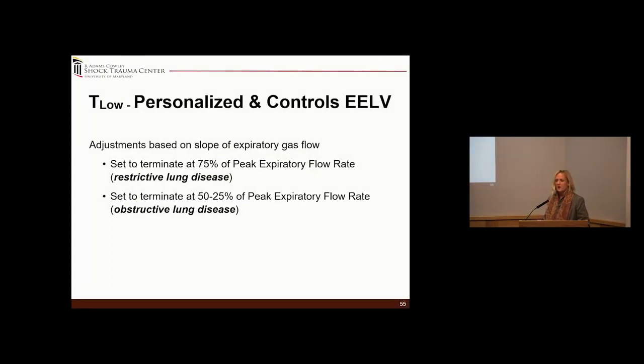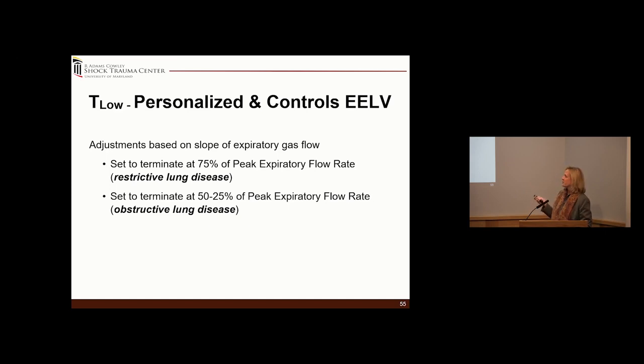There's a lot of new papers out about how to personalize mechanical ventilation. Very important. That is, the T-low is personalized. That's why we don't like to say a protocol is 0.4 to 0.6 seconds on everybody. It's not, and that's where we came up with this 75%. So it is personalized to each patient's lung mechanics. It's set to 75% of peak expiratory flow rate when you have restrictive lung disease.